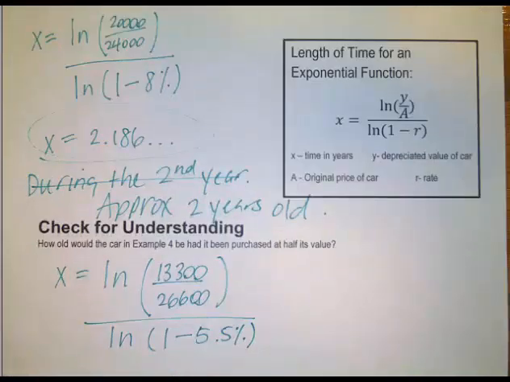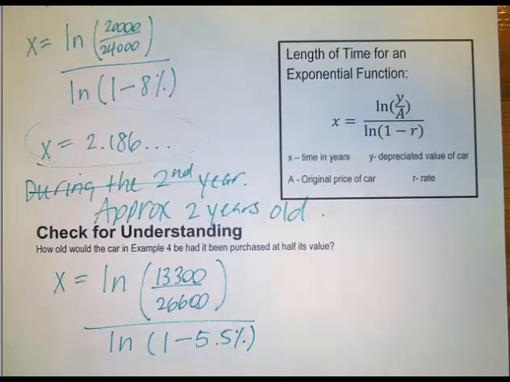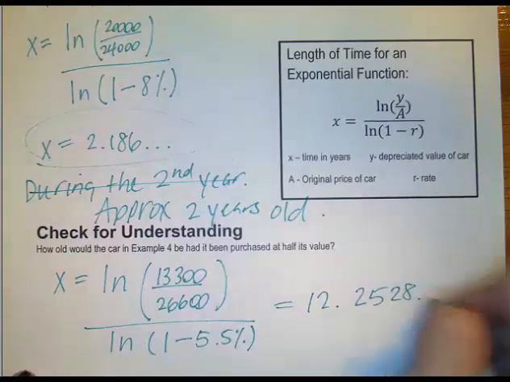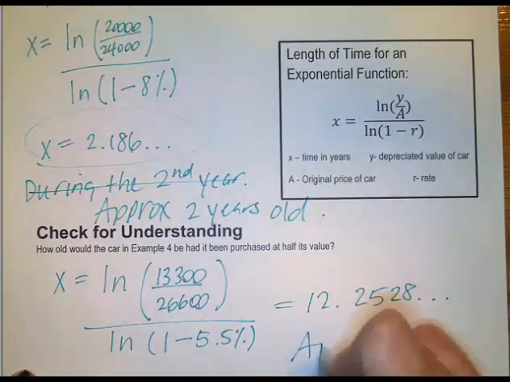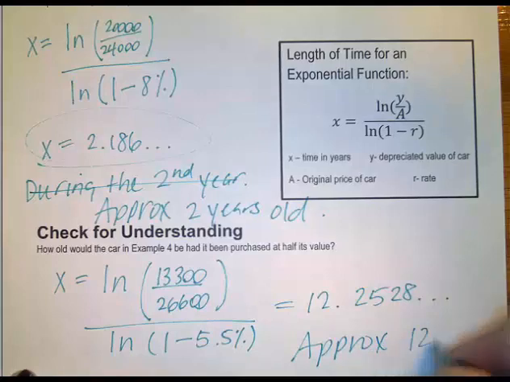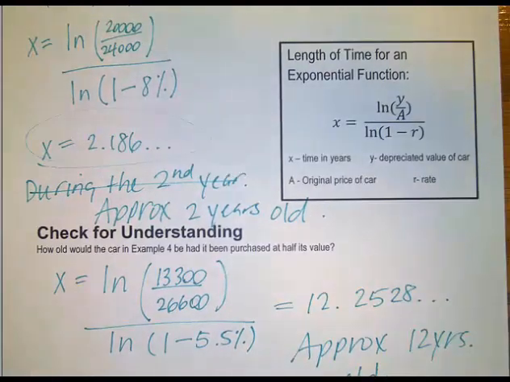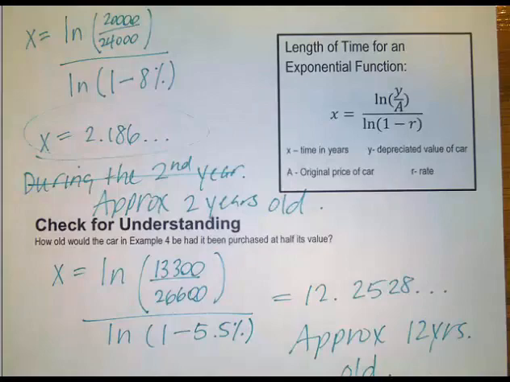So we're going to put that in the calculator, so go ahead and pause. And you should get 12.2528. So approximately 12 years old is when it will reach half its value, which is a little bit weird for a car. Alright, if you have any questions, don't hesitate to ask. Good luck!